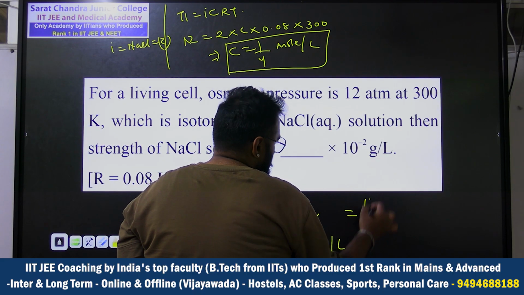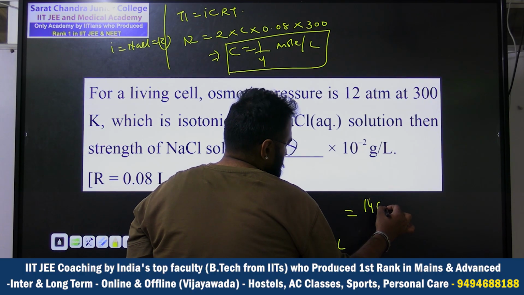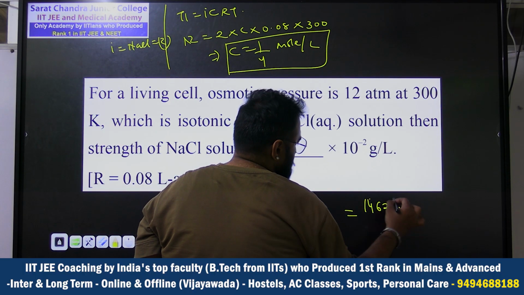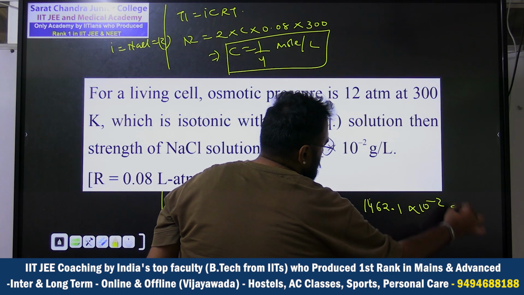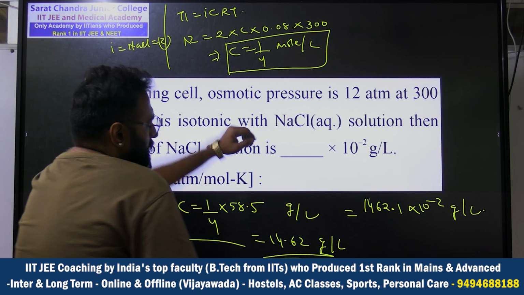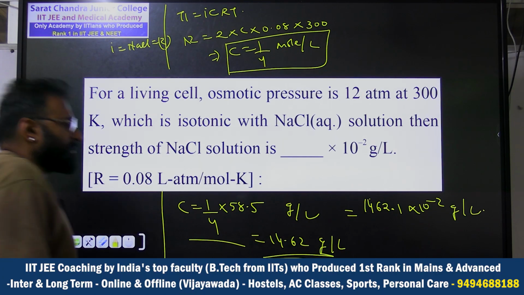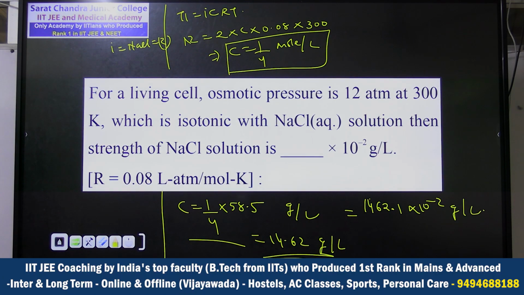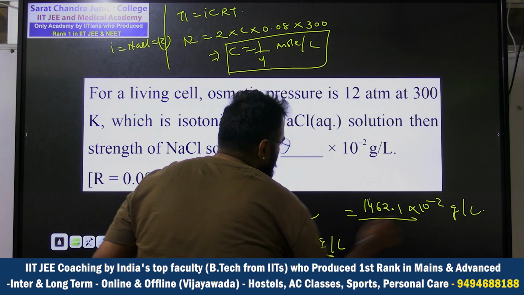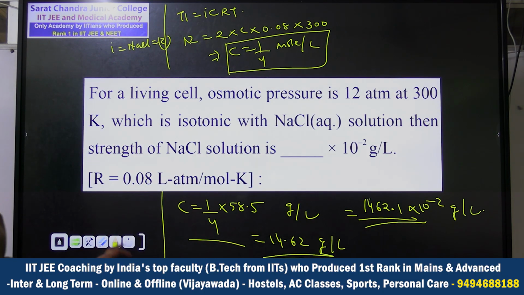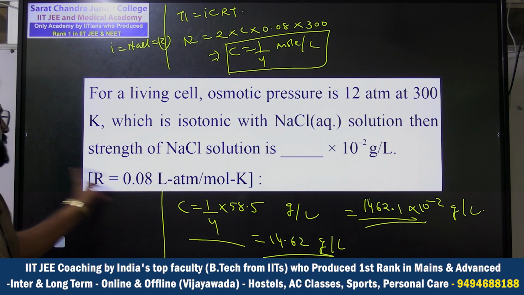तो कितना हो जाएगा? 146.2 point something into 10 to the power minus 2 gram per liter. You have to convert this data, multiply and divide by 100. So this will be the nearby data, 146.2 point something. Okay, this will be your normal data. Chalo, let us see the next slide.